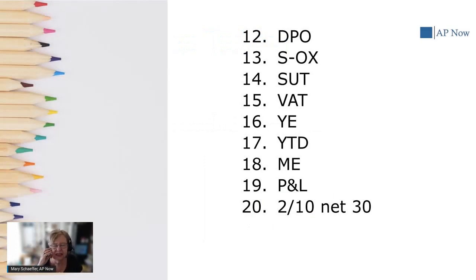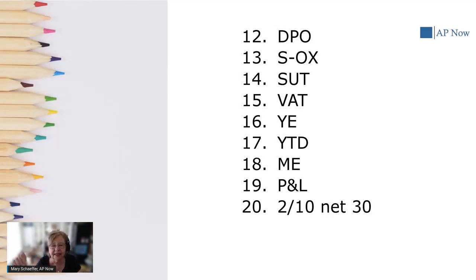DPO, days payable outstanding. It's more an accounting term, but we do use DPO in accounts payable, or at least some of you will. The next one, SOX, stands for Sarbanes-Oxley. Again, primarily a U.S. thing related to strong internal controls. SUT, sales and use tax.